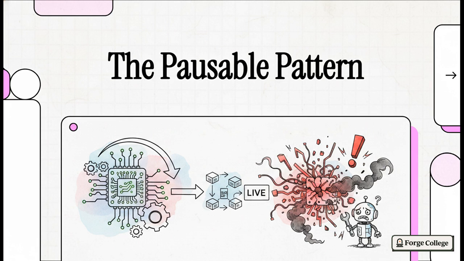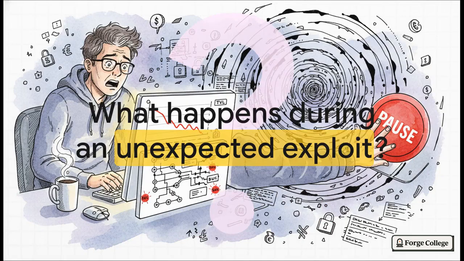We need to figure out exactly what to do when your absolutely perfect live code suddenly goes completely haywire out there in the wild. Picture this scenario for a second. It's mainnet launch day. You're sipping your morning coffee, feeling like an absolute Web3 rock star. But then you glance over at your monitor and you see your smart contract's total value locked just dropping. And I mean dropping fast.